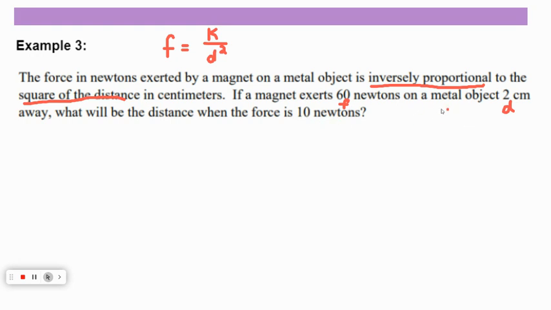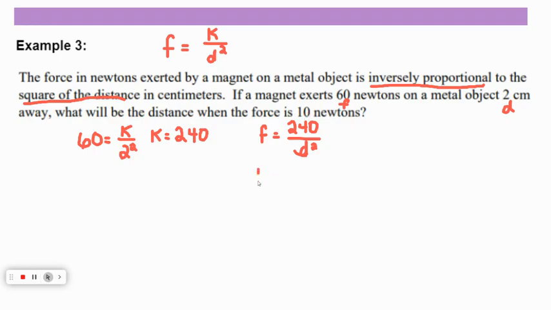So first I need to use this initial condition to help me figure out what is my k value. So they told me the force was 60 and my distance was 2. 2 squared is 4, times 60 gives me a k value of 240. So now I've got my formula with my constant 240. And now I can use that to answer the final question. So it said, what will the distance be? So I need to solve for D when the force was 10 newtons.